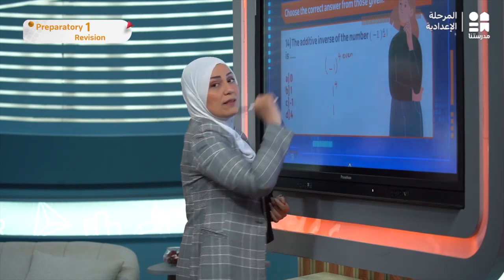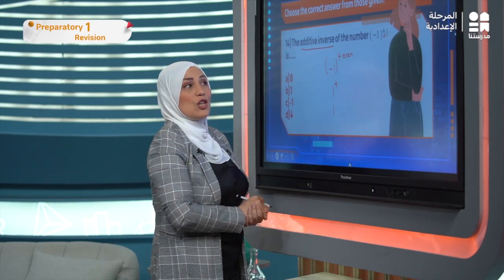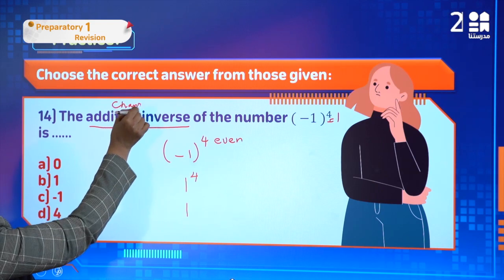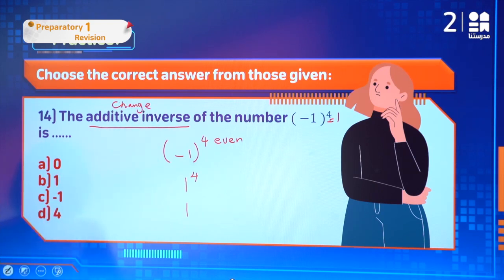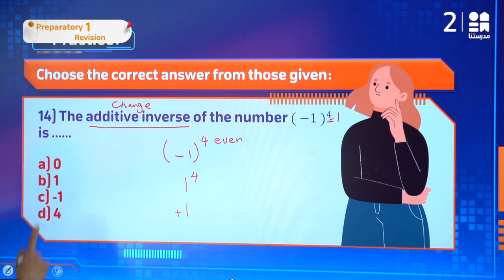I didn't complete this question. The question asked me about the additive inverse. So the additive inverse, we have to change the sign. It's 1, and this one is positive. To change its sign, it will be negative 1.